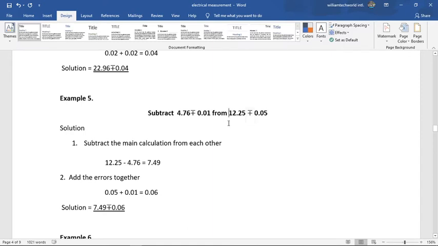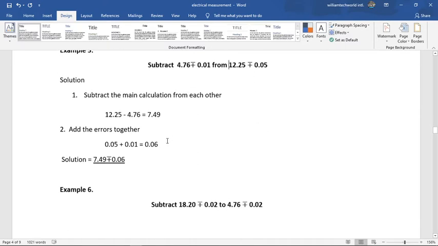Now, the first step, subtract the main calculations from each other, which is 12.25 minus 4.76. So we're going to get 7.49. That's the main calculation. Then we add the errors together, that will be 0.01 plus 0.05. So our solution will be 7.49 plus or minus 0.06.